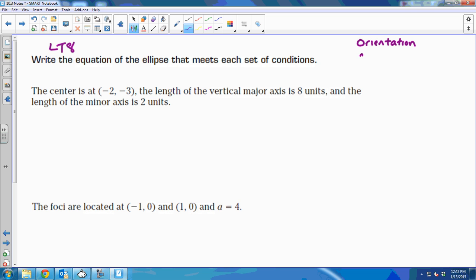You have to know the center. If you don't know h, k, you can't write an equation for the ellipse. You have to know A, which again is the semi-major axis. You have to know B, which is the semi-minor axis. So, you have to have those 4 things. Everyone good?